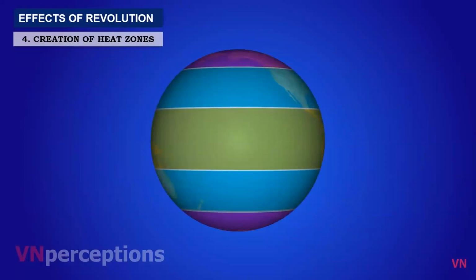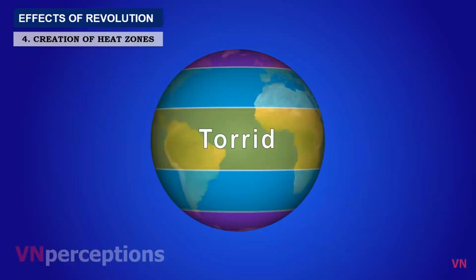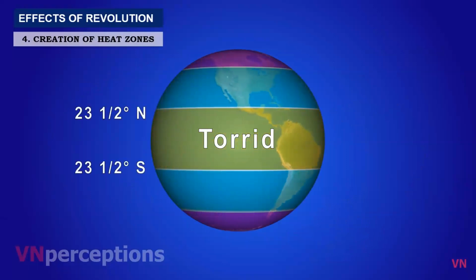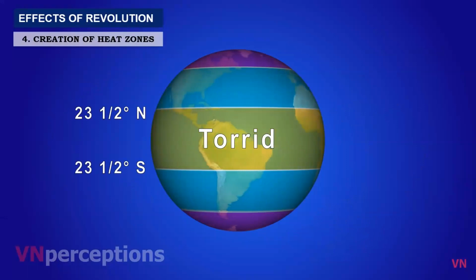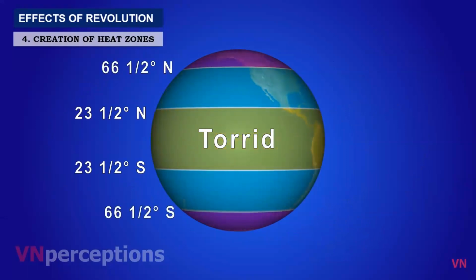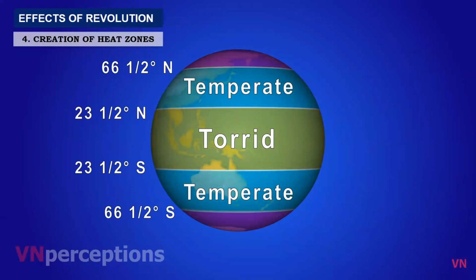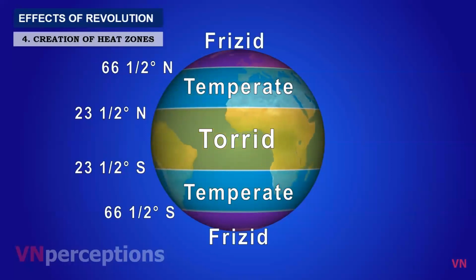Next effect of the revolution is the creation of heat zones. The entire Earth can be divided into heat zones, like the torrid zone, which lies between 23.5 degrees north and 23.5 degrees south. This region is referred to as the torrid zone or the tropical zone. Beyond 23.5 degrees north as well as south, up to 66.5 degrees, the region is the temperate zone. Beyond 66.5 degrees in north and south, it is the frigid zone. So there is a creation of heat zones. This again is because of the revolution of the Earth.